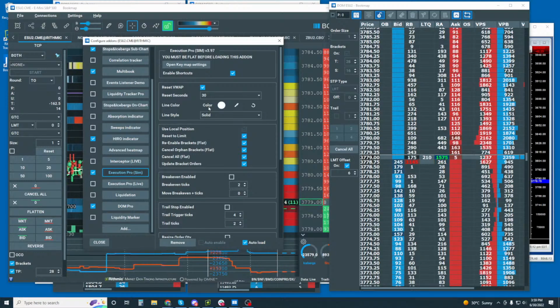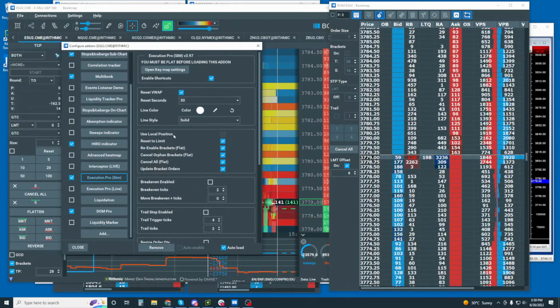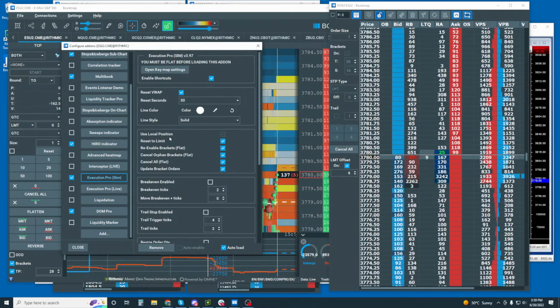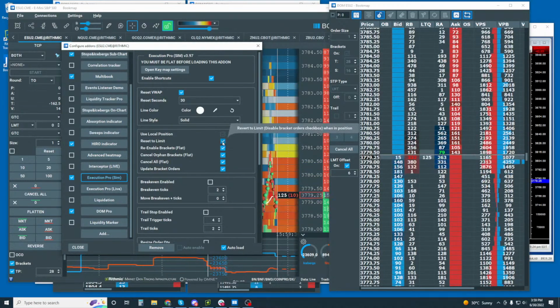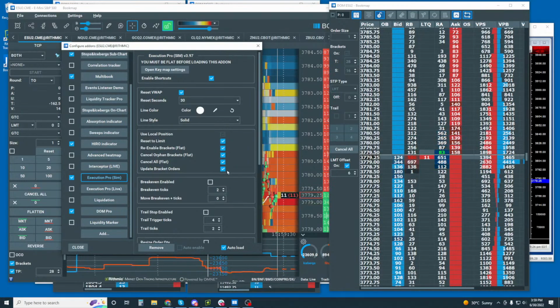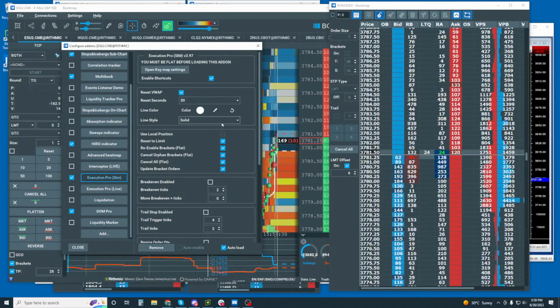Interesting. Okay. All right. So we're just getting into the close, guys. A little volatility here. Let's go over this use local position in here. These are some really nice features. Daniel, you recommend having all of these checked. Is that right? Correct. Depends, except for the first one.